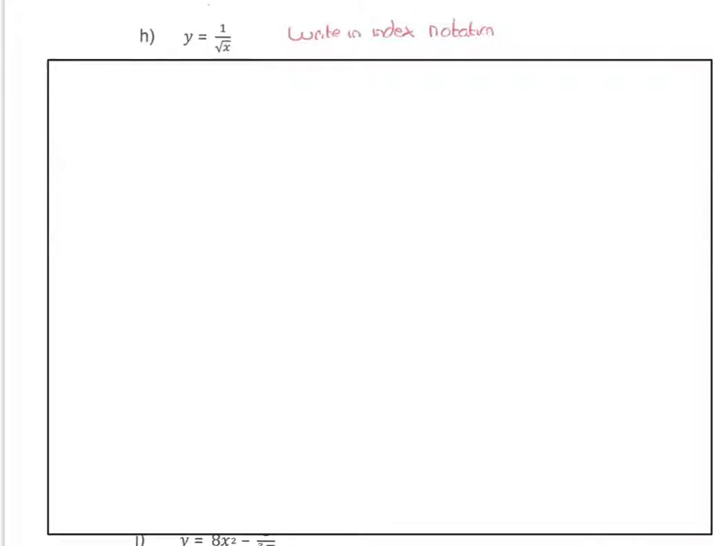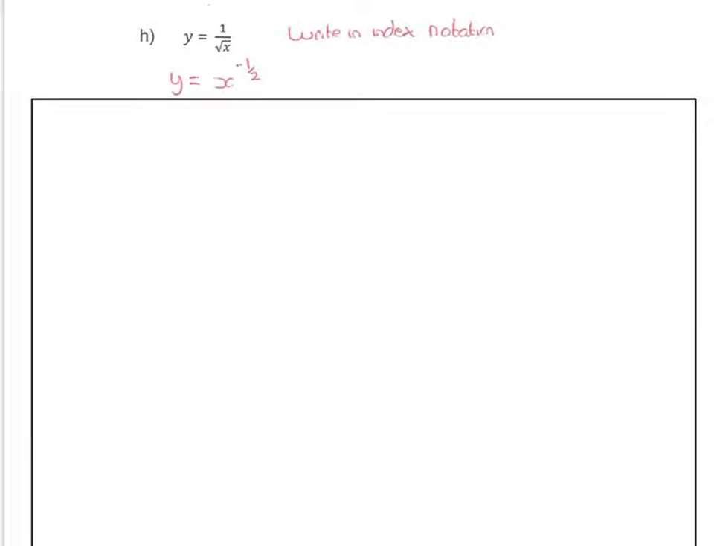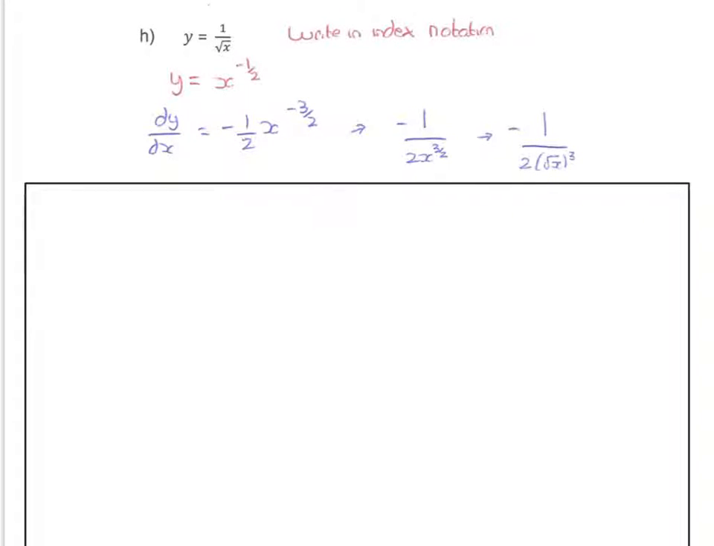So root x, remember, is x to the power of a half, and then we need to bring that up so it needs to become a minus a half. So y equals x to the power of minus a half, and again multiply down by the power, take one away from the power, so you'll get minus a half x to the power of minus 3 over 2. And once you do that, you can then rewrite it back using your rules of indices. So you've got minus 1 over 2x to the power of 3 over 2, which is the same thing as minus 1 over 2 square root x cubed.